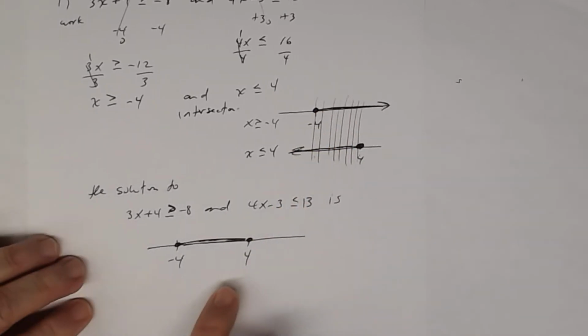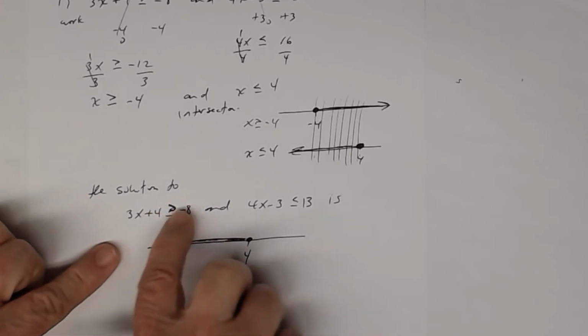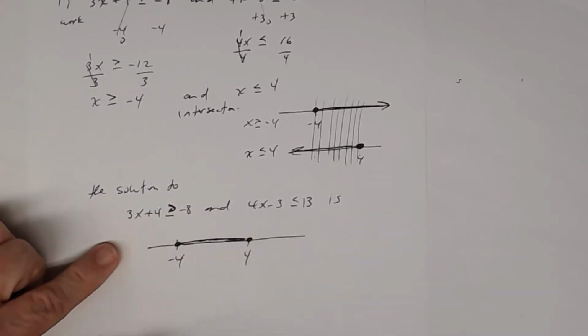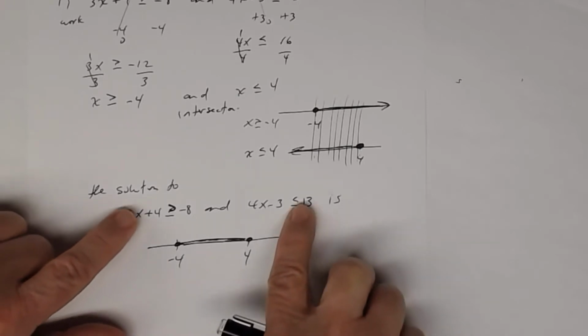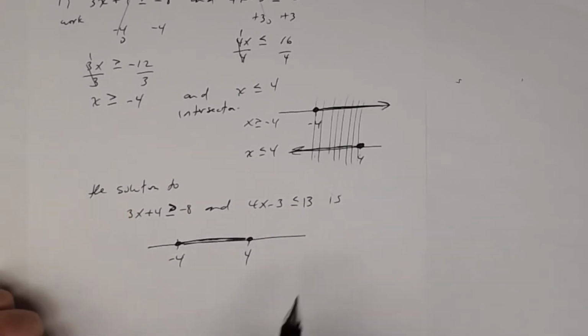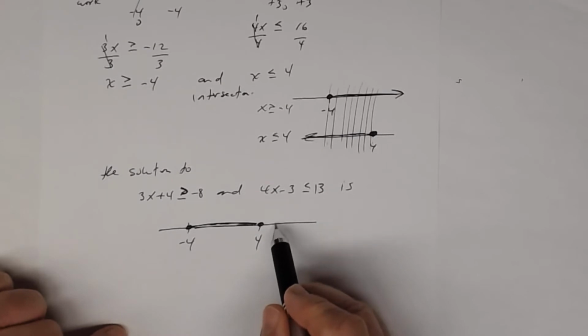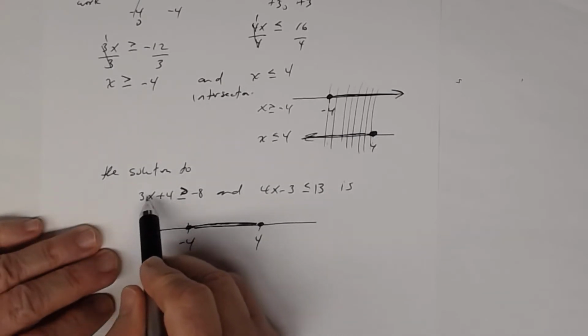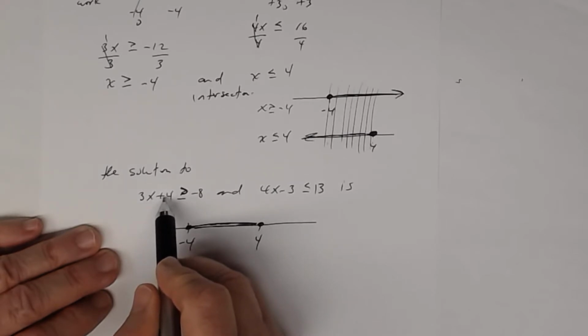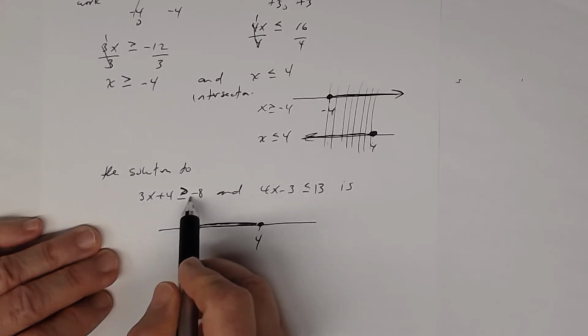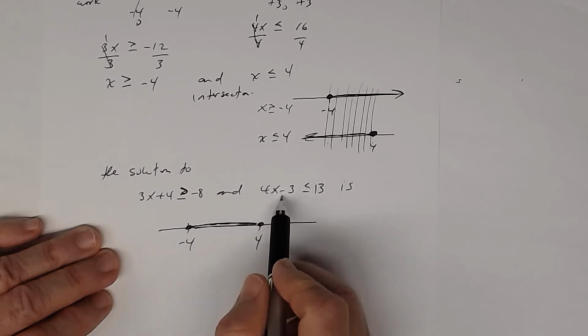All right? So if you pick any number that's in here and substitute in both of these, both are going to be true. If you pick any number on the outside, both of those are not going to be true at the same time. For example, remember we said 5, right? So let's check this one. 3 times 5 is 15. 15 plus 4 is 19. Is 19 greater than or equal to -8? Yes. Now let's check this one.